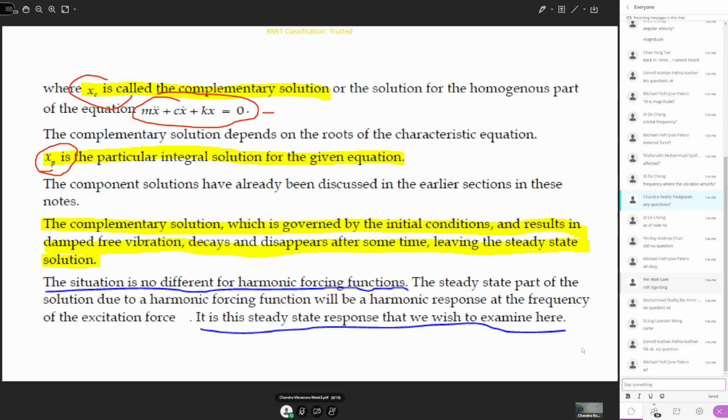To solve this, we need to assume, based on the force function, what will be the form of the particular solution. The complementary solution is governed by initial conditions. That means when the time is 0, what is the displacement of the system? What is the velocity of the system? If you know those two things, you know the initial conditions.